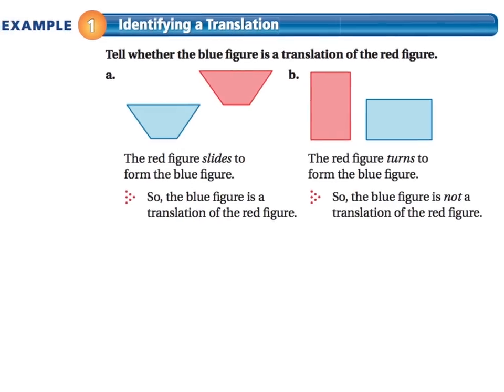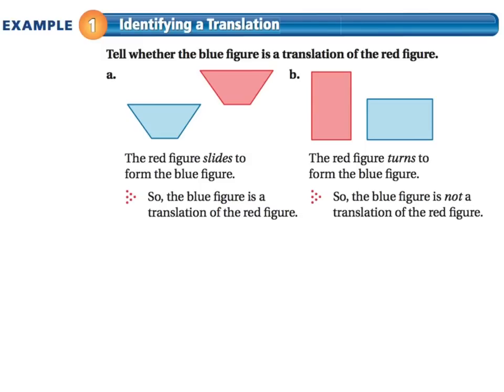In example 1, it says, tell whether the blue figure is a translation of the red figure. Yes, here your red figure slides left and then down. So yes, this is a translation. This one rotates, so this one would not be a translation.